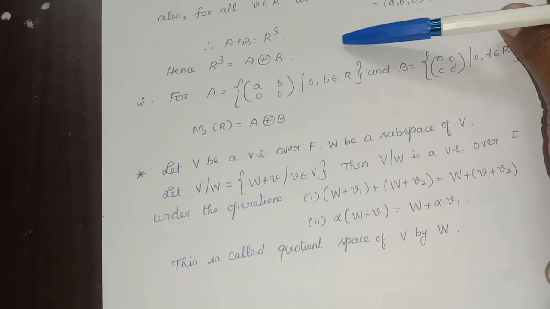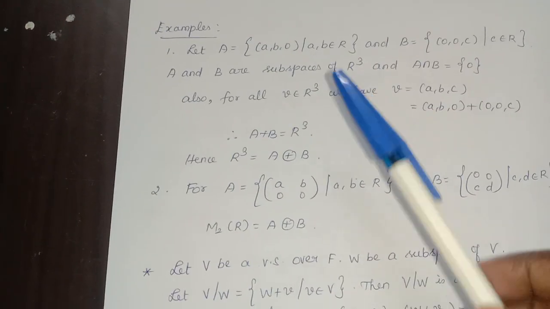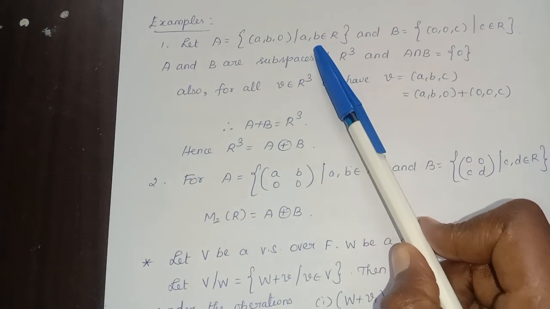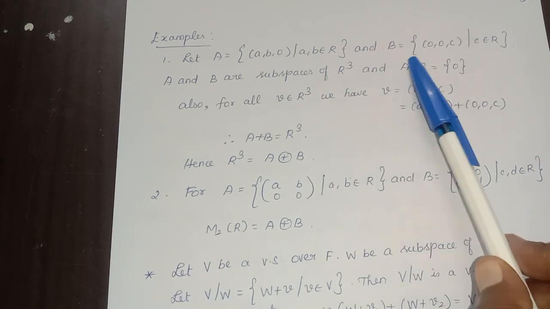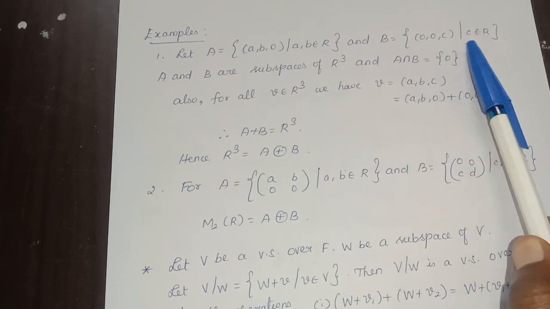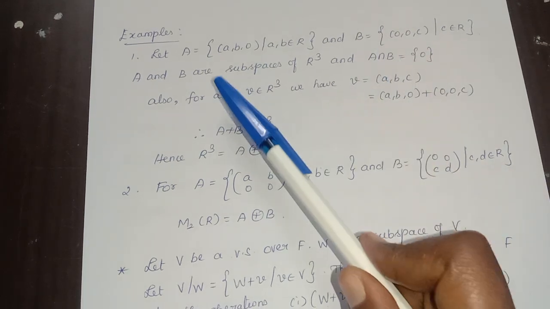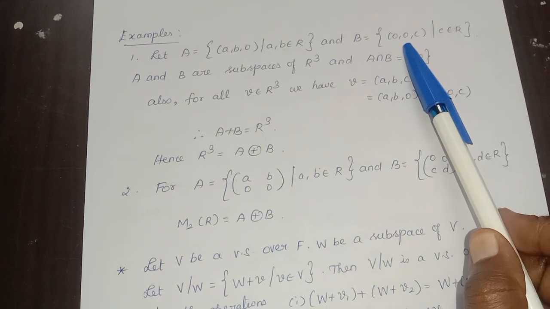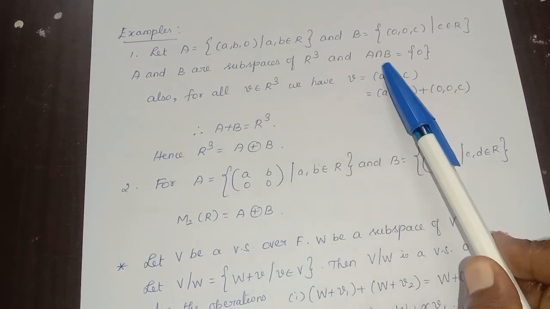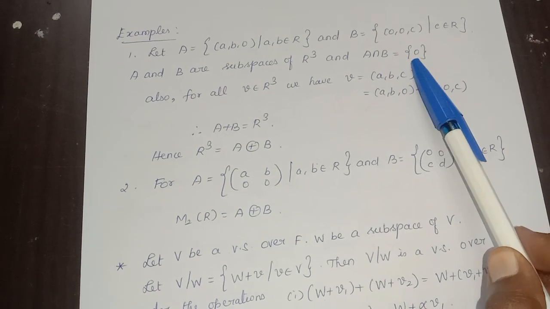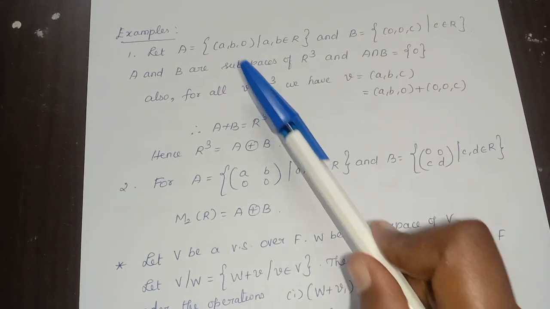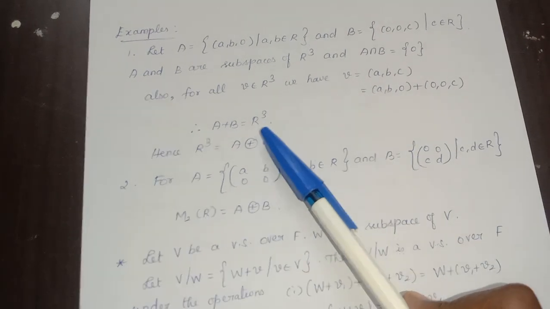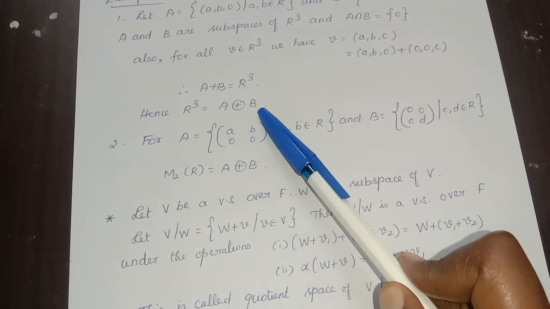Let's see some more examples. A equals the triplet (a, b, 0) with a, b belonging to R, that is, a and b are real numbers, and B equals (0, 0, c) with c belonging to R. Then A and B are subspaces, because this is the set of points on the XY plane and this is the set of points on the Z axis. What about the intersection? Only singleton 0. Also any element in R3 can be written as the sum of these two elements, (a, b, 0) plus (0, 0, c). So what can I say? R3 is a direct sum of A and B.